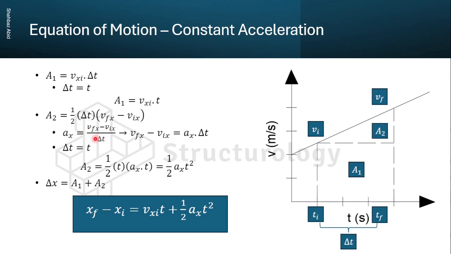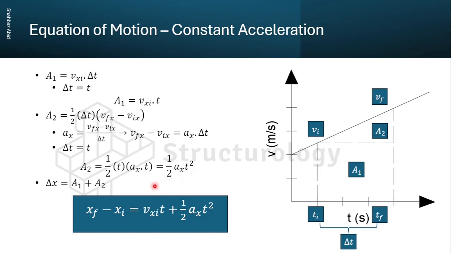If I rearrange this equation, it becomes vfx minus vix is equal to a sub x times delta t. Again, if I consider delta t to be equal to t, considering the initial time to be equal to 0, area 2 becomes half times base times a sub x times delta t. I am going to substitute this in place of final velocity minus initial velocity, so I get a sub x times t. If I simplify it, it becomes half times ax times t squared.